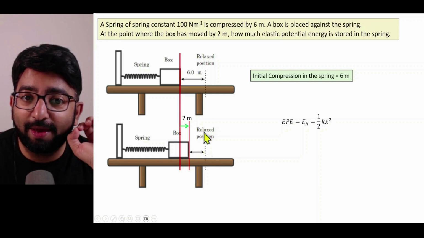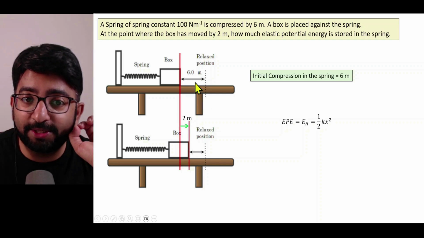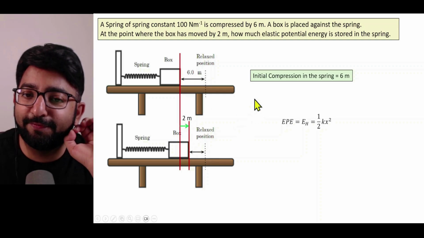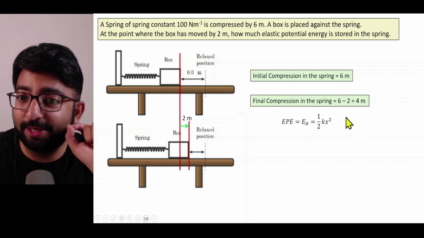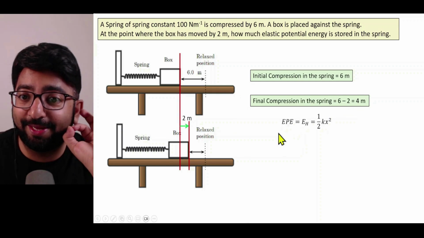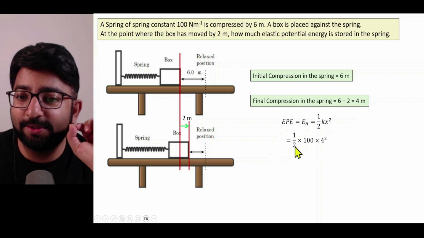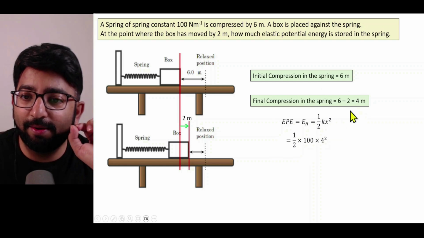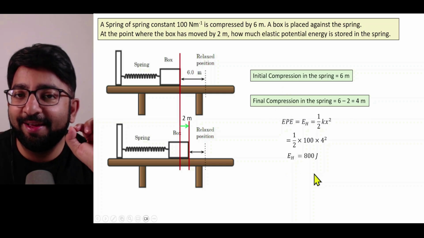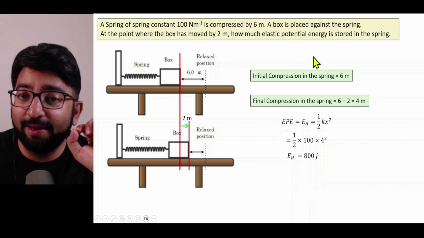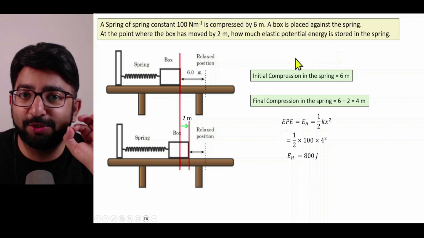So how do we figure that out? Total distance is 6 meters, out of which the box has gone to the right 2 meters. So this will be 6 minus 2, which comes out as 4 meters. So we can write down the final compression in the spring is 6 minus 2, which is 4 meters. And that's it. Now we have all the parameters required. k is 100. The final compression is 4. And if we simplify this, we will get 800 joules as the elastic potential energy stored in the spring.